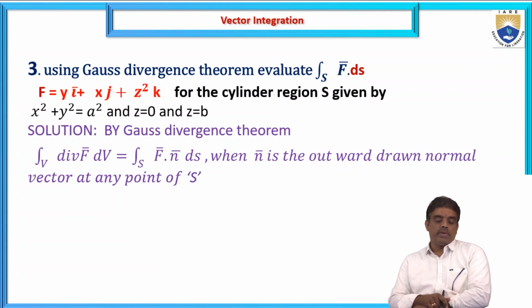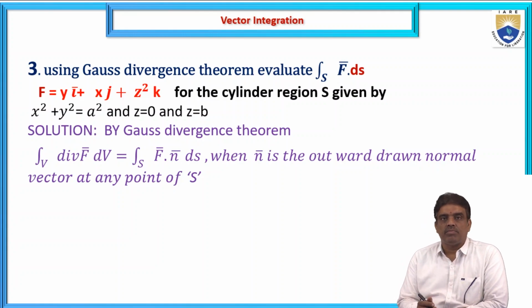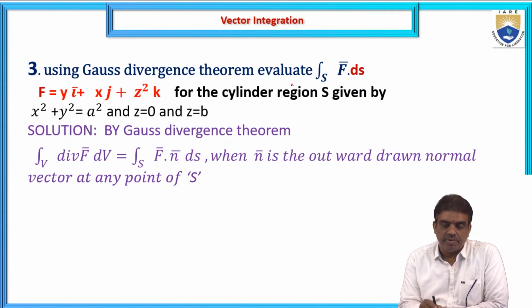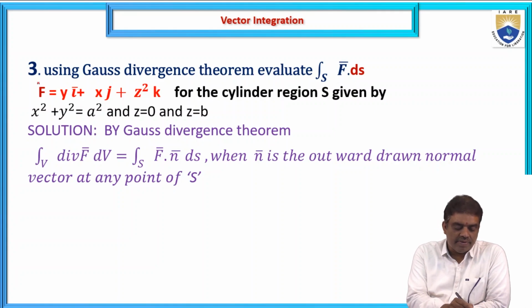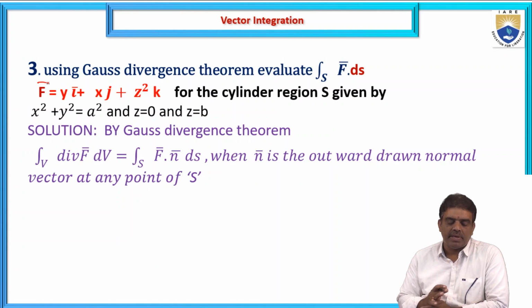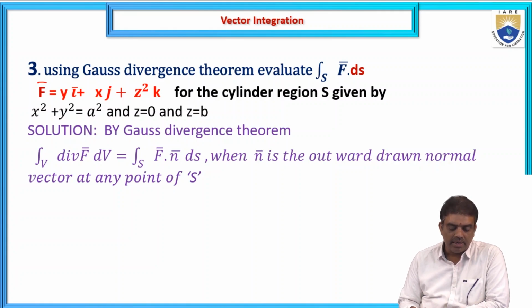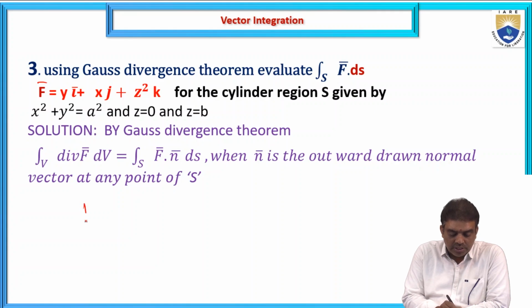Now the third problem is the Gauss divergence theorem. Using the Gauss divergence theorem, evaluate the integral of F bar dot dS, where F bar is equal to the vector y i bar plus x j bar plus z square k bar, for the cylinder region S given by x square plus y square is equal to a square, and z is equal to 0 to z is equal to b.